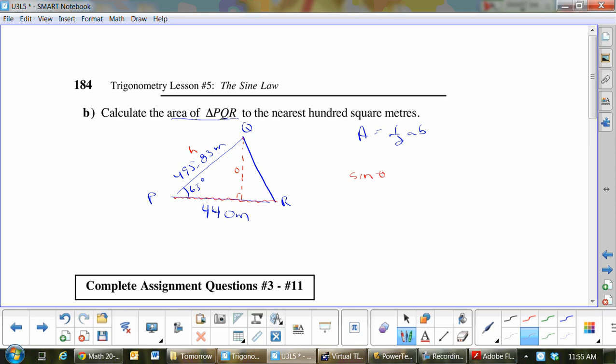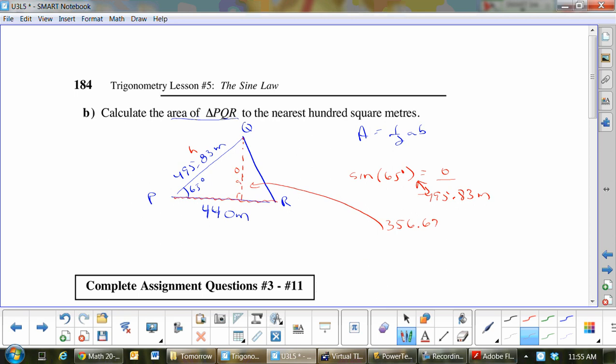So sine 65 degrees equals opposite, which I don't know, over hypotenuse, 495.83 meters. Remember these two will multiply. Make sure you always close your bracket after the 65 degrees, or it will try and sine all of that. You don't want it all signed, you just want sine 65 times 495.83. For the sake of time, I'm going to tell you it is 356.67. That is your altitude.